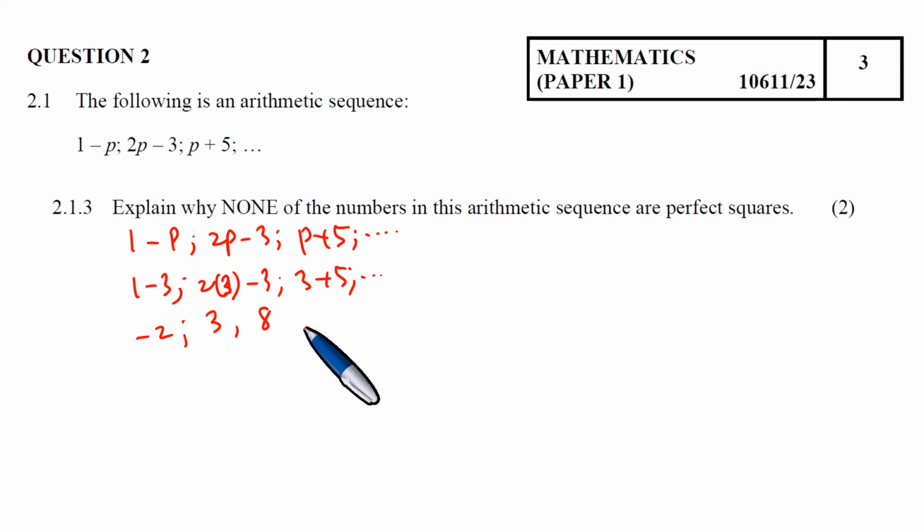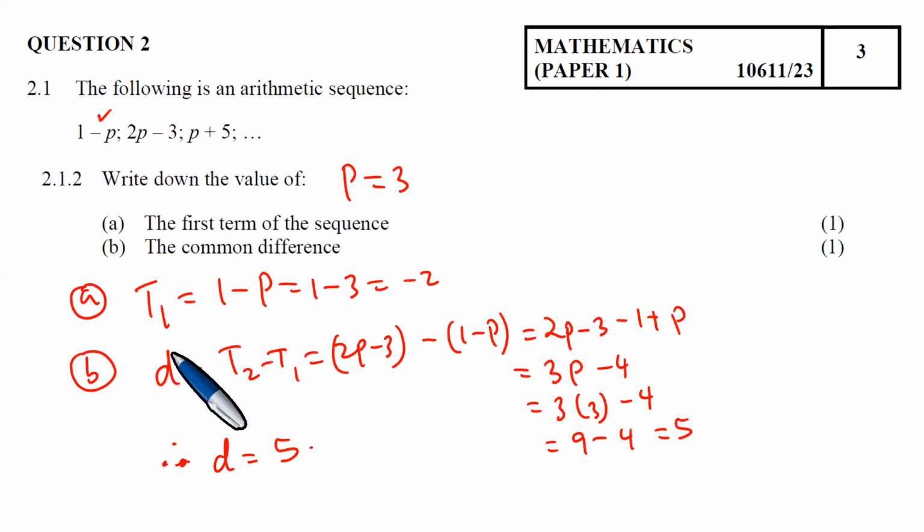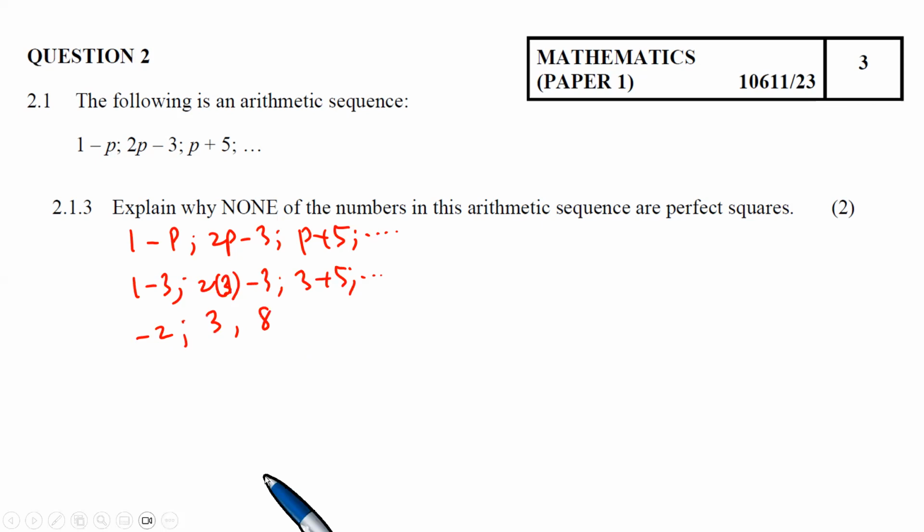You can see what is happening here. You can extend because you already have the common difference. The common difference is 5. So you can expand this and realize that if you add 5, you get 13. You add 5, you get 18, and so on. So all the terms except T1 end in either 3 or 8.